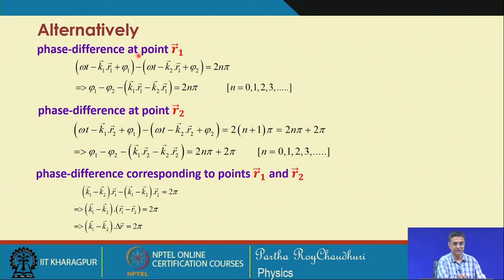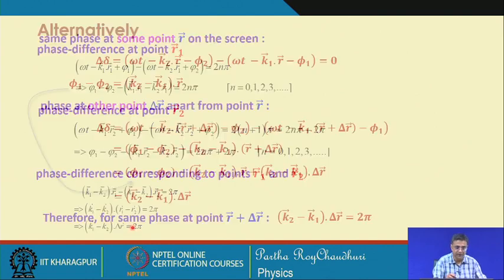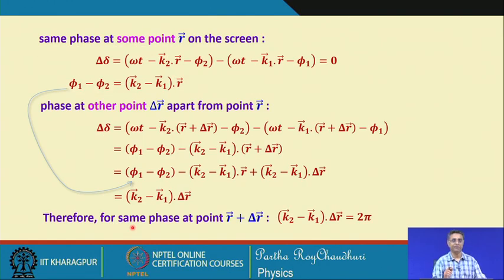So, the phase difference at point r 1 will be this, the phase difference at point r 2 will be this, and the phase difference corresponding to the points r 1 and r 2 will come out to be the same, because we have done it in three different ways. We consider the phase equal to 0 at some point, at some other point the phase will be twice pi, then we look at the condition between this distance and the difference of k 2 and k 1.